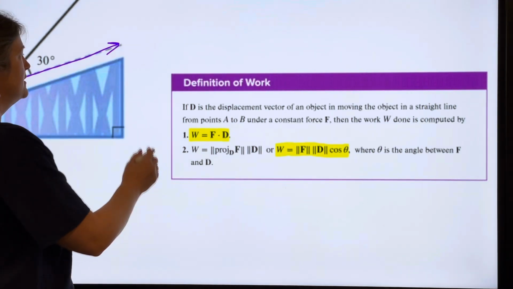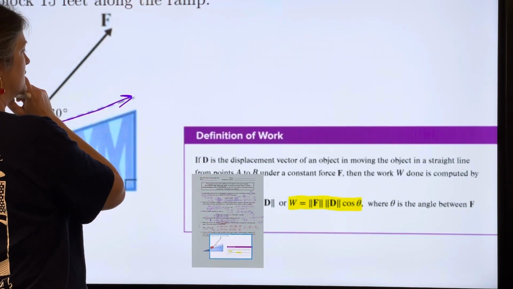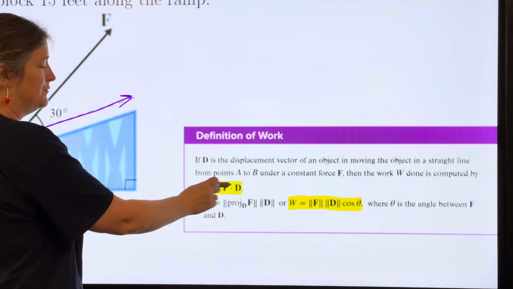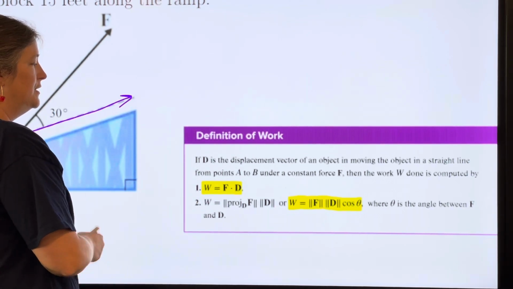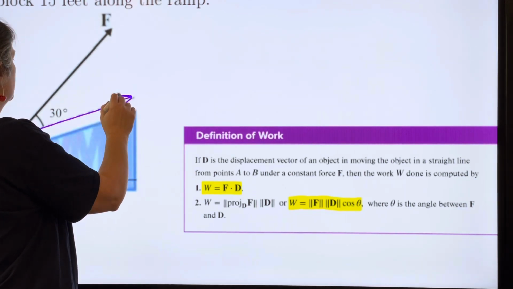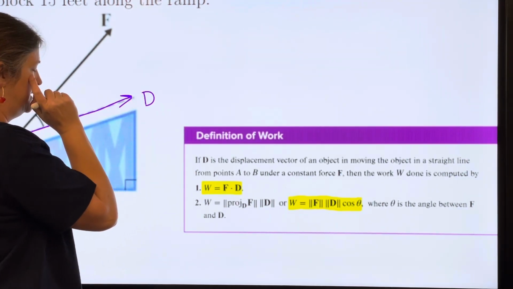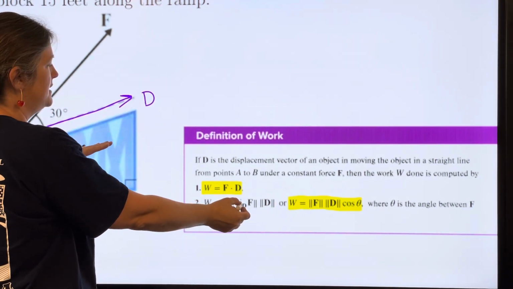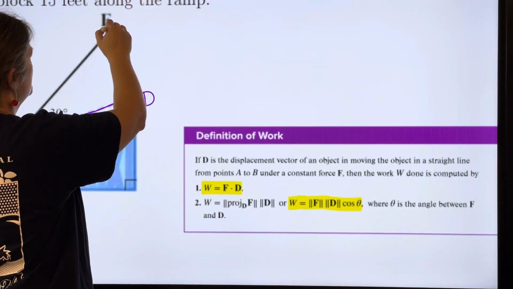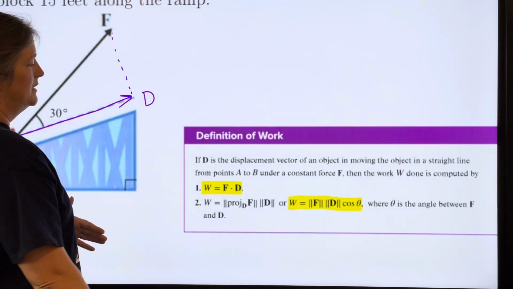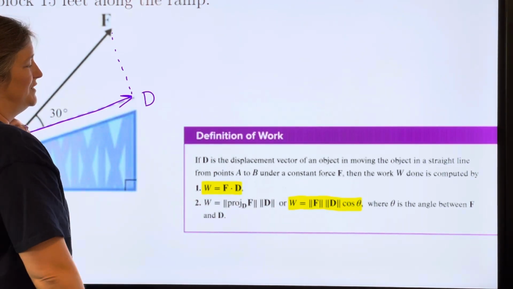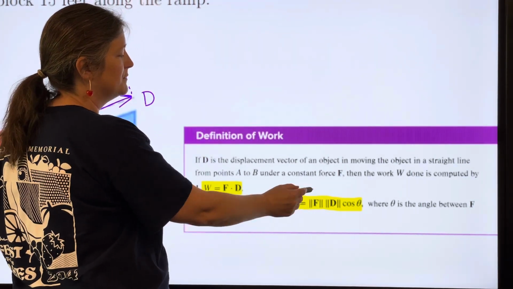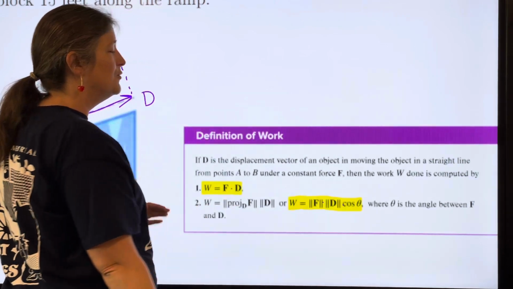Then work done is W, which is the work. Sorry, it's a constant or a scalar value. Notice that it is a dot product and therefore it is a scalar. The work is the force dot the displacement vector D. But we could also think of it as the projection of F onto D, so the shadow of it times the magnitude of D, which is a little bit weird because when you simplify that with the formula for projection, it just becomes magnitude times the cosine of the angle between them.